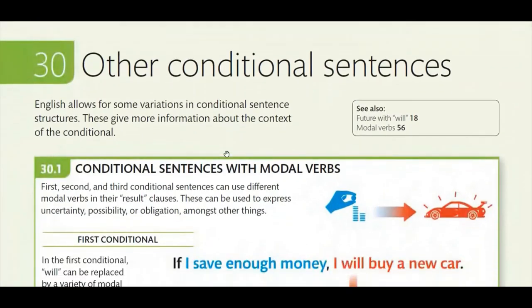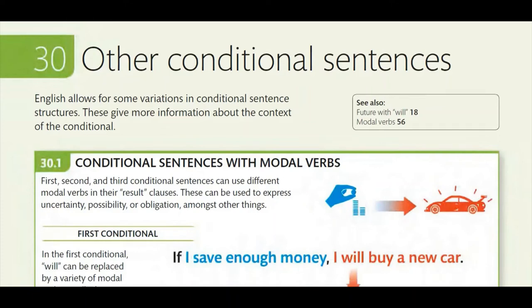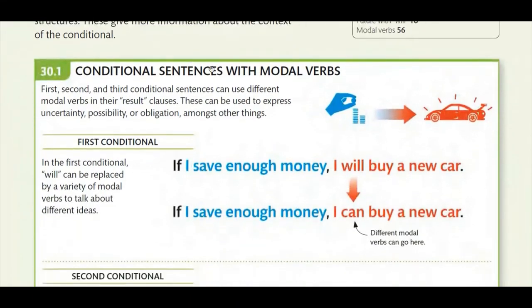So these are the other conditional sentences. English allows for some variations in conditional sentence structures. These give more information about the context of the conditionals. So these are the conditional sentences with modal verbs. First, second and third conditional sentences can use different modal verbs in their result clauses. These can be used to express uncertainty, possibility or obligation, amongst other things.